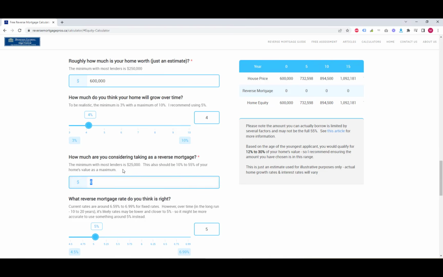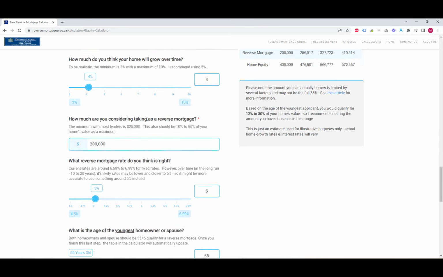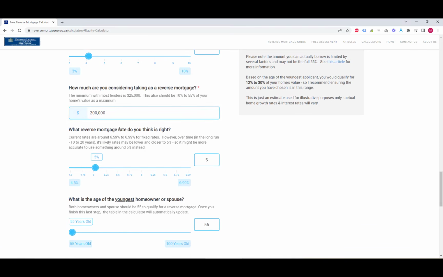And this person is considering taking a third of their home value as a reverse mortgage. So that's 200,000. I'll explain what happens there. So then when it comes to reverse mortgage rates, we're going to put it at 6.5%. Remember I said long-term rates are around 5 to 8. We're going to set it to 6.5%. And then you put in the age of the youngest homeowner or spouse. In this case, I'm going to assume that the youngest person is 65.